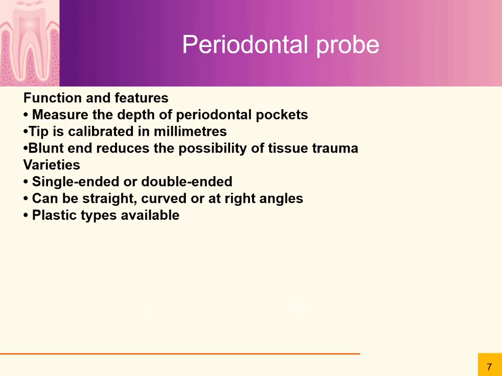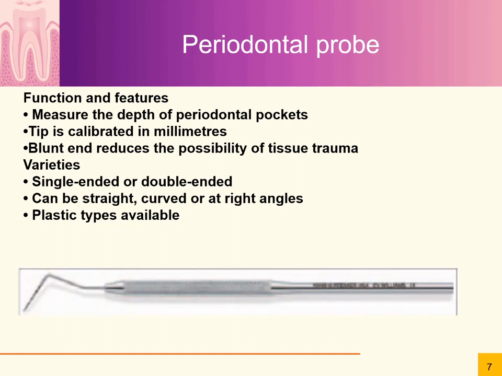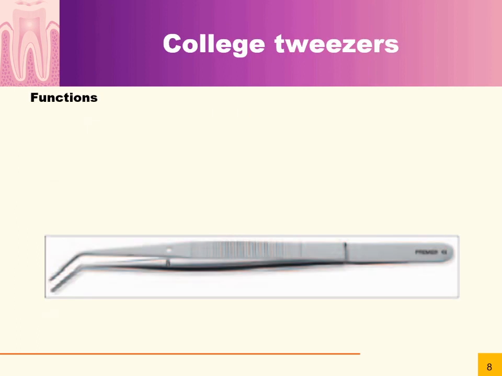Straight, curved. Periodontal probe. Function and features: measure the depth of periodontal pockets. Tip is calibrated in millimeters. Blunt end reduces the possibility of tissue trauma. Varieties, single-ended or double-ended, can be straight, curved, or at right angles.